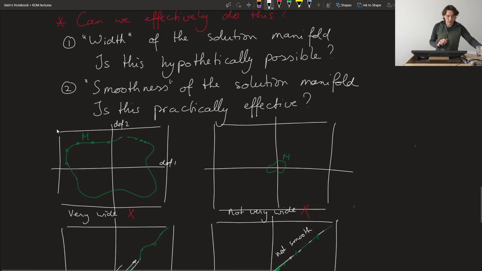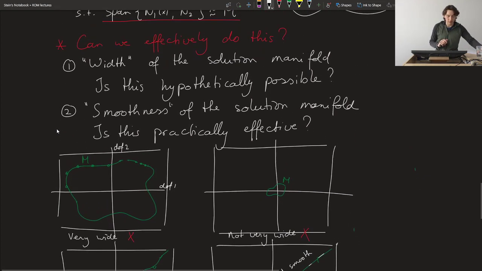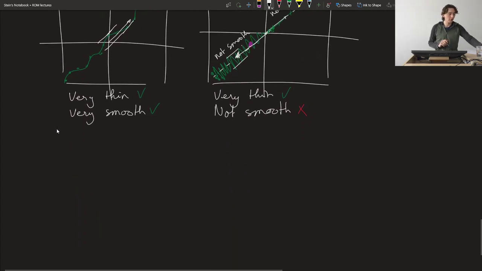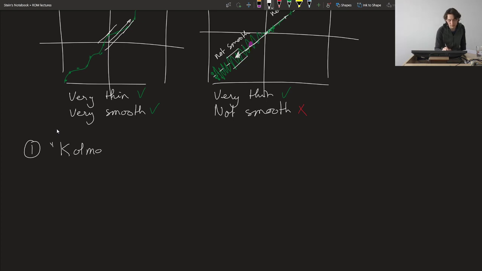Okay, and now, in the last 40 minutes, I'll actually go over both these points and give some more specific equations for that. So how can we determine, compute, see whether a manifold is thick or thin, and smooth or not smooth. So let's start with the first one. And the name that we actually have for the width of a manifold in this context is the Kolmogorov n width.